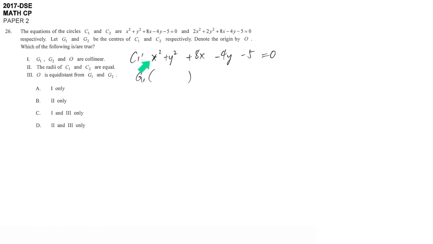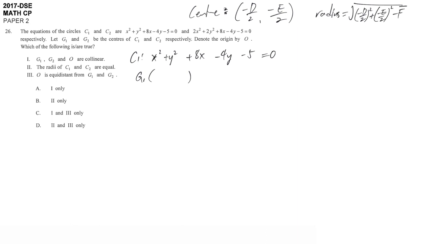Check carefully. This is 1x squared plus 1y squared. So this is already a standard format. Then we know the center is equal to negative d divided by 2, negative e over 2. And also the radius, you already remember the formula, is equal to square root of (negative d over 2) squared plus (negative e over 2) squared and then minus f. So we try our best to get the center and radius if we confirm it is standard form.